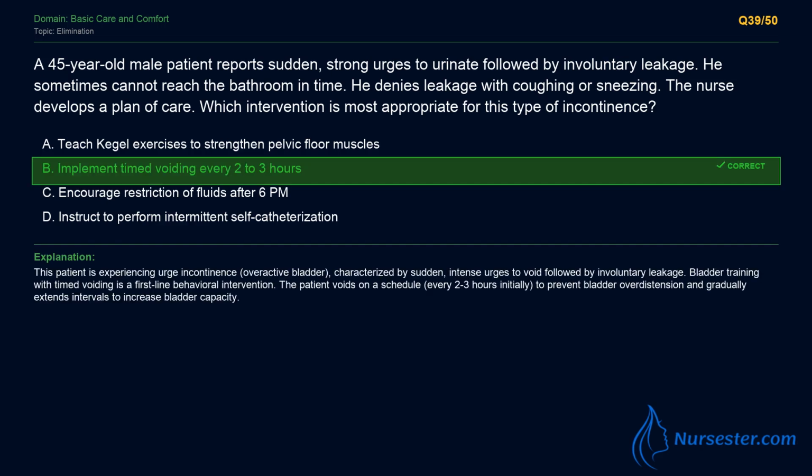The correct answer is B. This patient is experiencing urge incontinence, overactive bladder, characterized by sudden, intense urges to void followed by involuntary leakage. Bladder training with timed voiding is a first-line behavioral intervention. The patient voids on a schedule, every 2 to 3 hours initially, to prevent bladder overdistension and gradually extends intervals to increase bladder capacity.